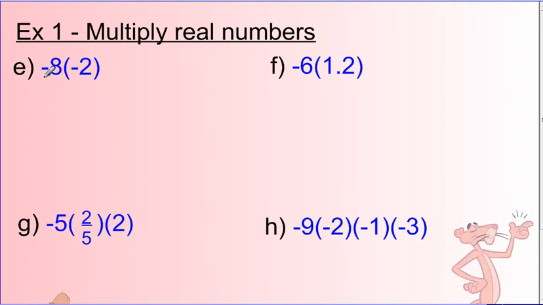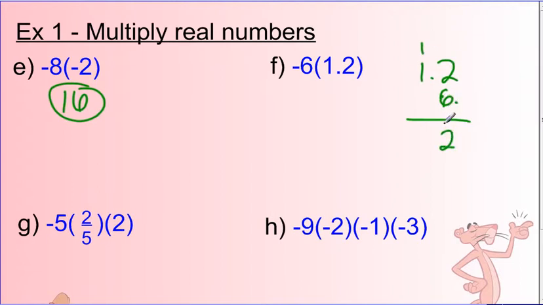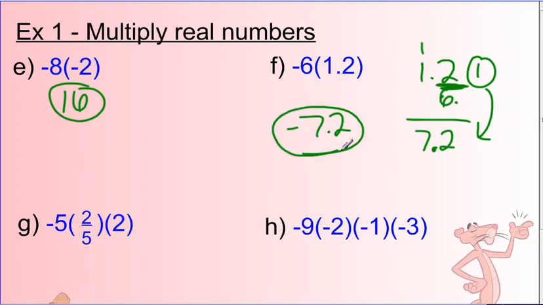Okay, letter E. So 8 times 2 is 16, and the signs are the same, so the answer is positive. 1.2 times 6. Decimals are not lined up. They do not need to be. 6 times 2 is 12. Carry the 1. 6 times 1 is 6. Plus 1 is 7. There is one number after the decimal in the problem. So one number after the decimal in the answer. So you get 7.2. The signs are different, so we get a negative number.